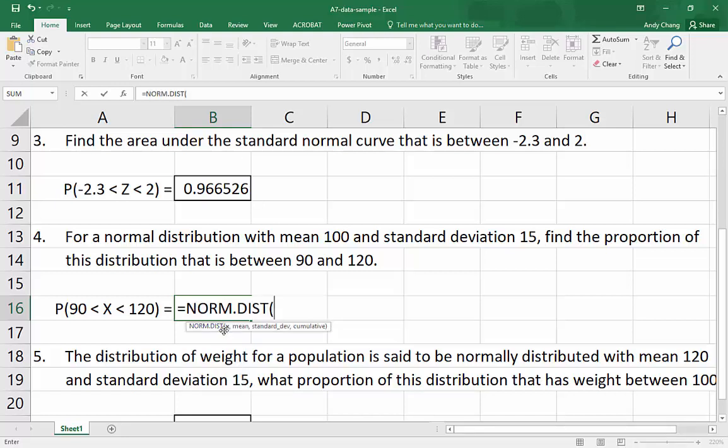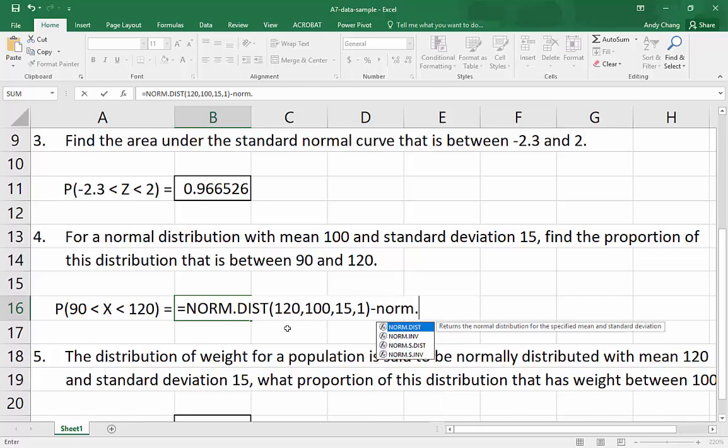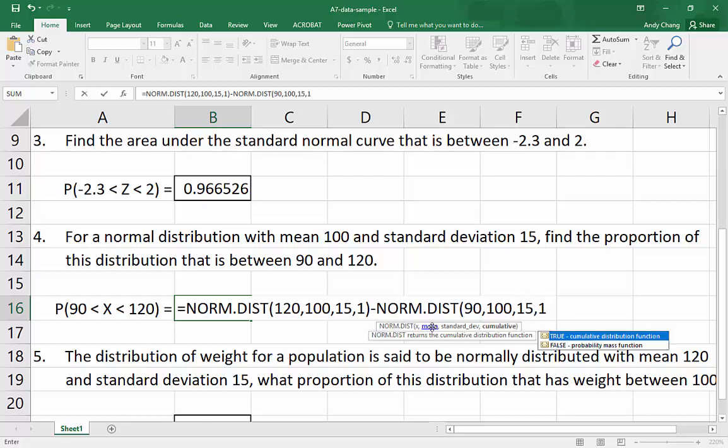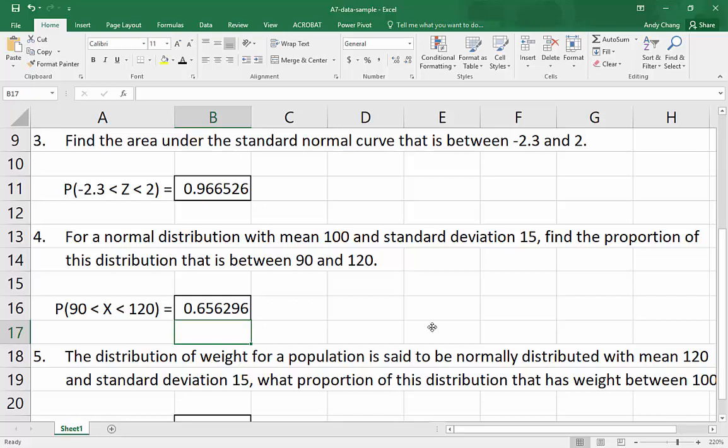Okay. And then you specify the value 120 and specify the mean 100. That's the second parameter. The third parameter is 15, the standard deviation. The last one is 1, standing for cumulative, right? And use that to subtract the cumulative distribution at 90. So specify 90 first, comma, the mean, the standard deviation, comma, and 1 again. And the difference of that is around 66%.